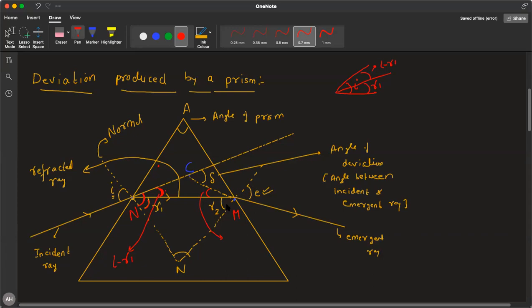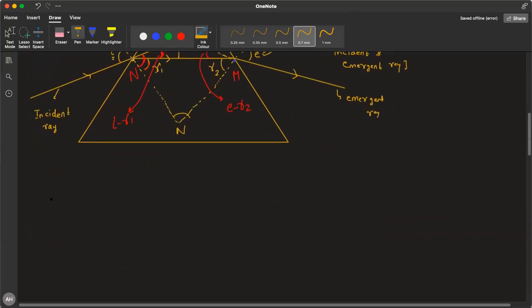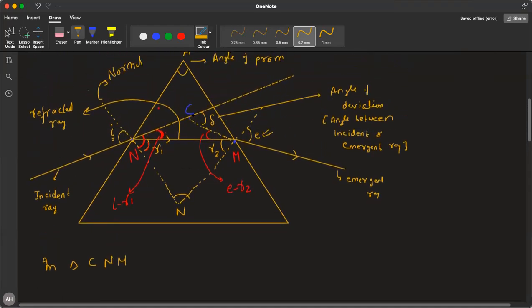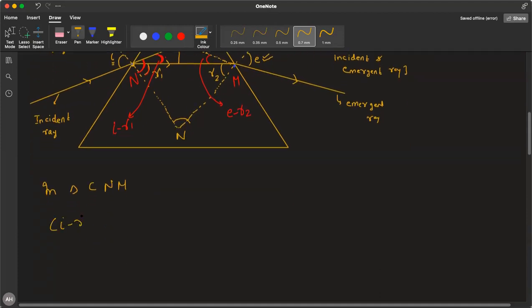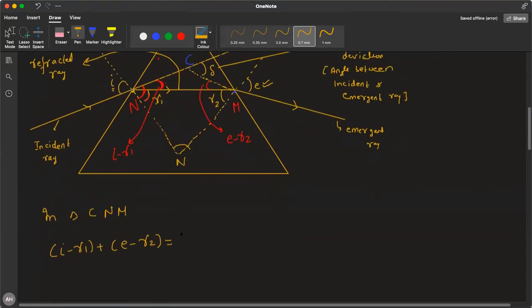And what about this angle? This total is E and this is R2. How much is this one? E minus R2. So if we take this triangle CNM, this and this are interior angles, this is the exterior angle. These two are interior angles, this is external. So you can say this plus this is equal to this. You can say that I minus R1 plus E minus R2 is equal to the angle of deviation.